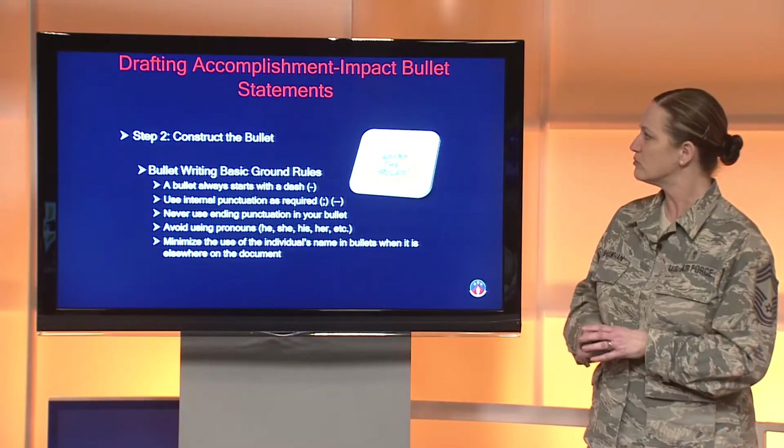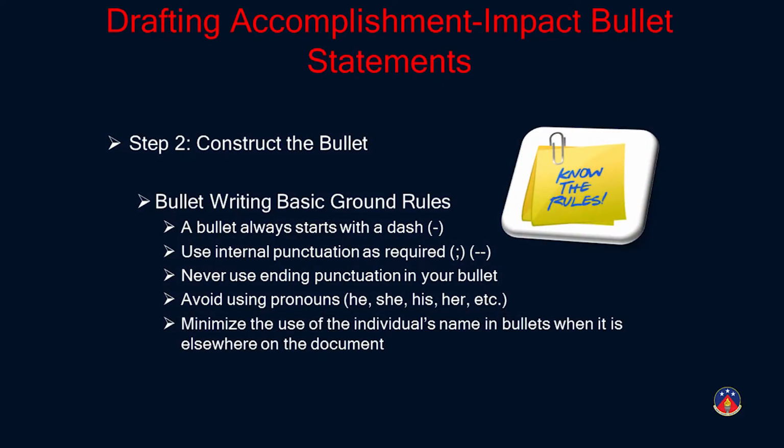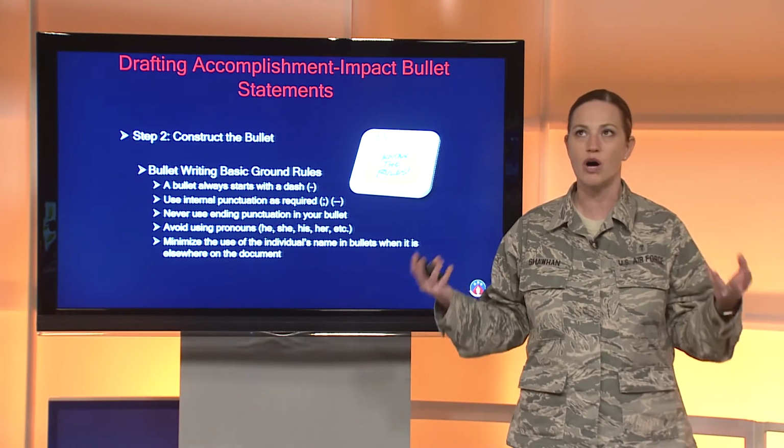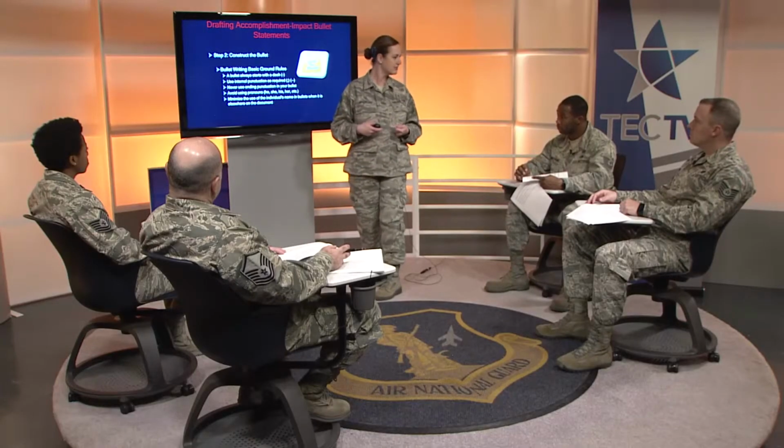So step 2, when we're accomplishing our impact, is going through and actually constructing the bullet in itself. And so we'll have our little ground rules here. We have our dash up front, our semicolon and double dash there in the middle, dividing up our 3 parts. And then, of course, we're not using ending punctuation. And why aren't we using ending punctuation? Because it's not a full sentence. Why are we not using pronouns?